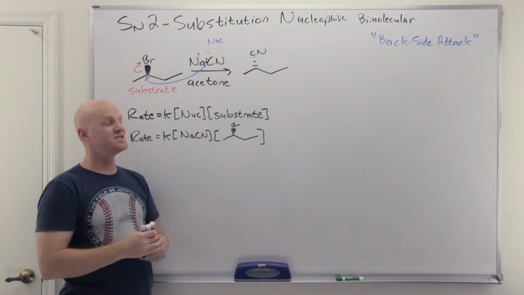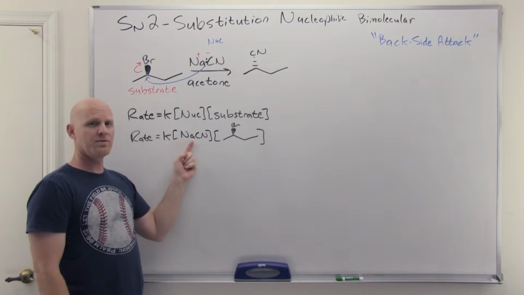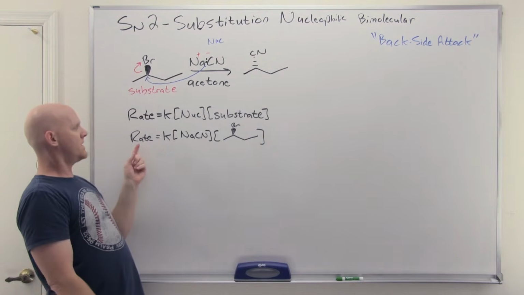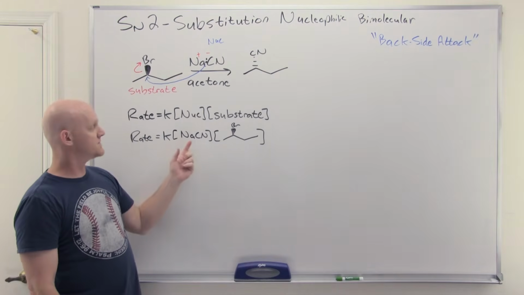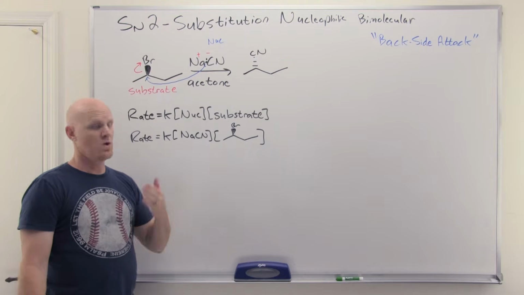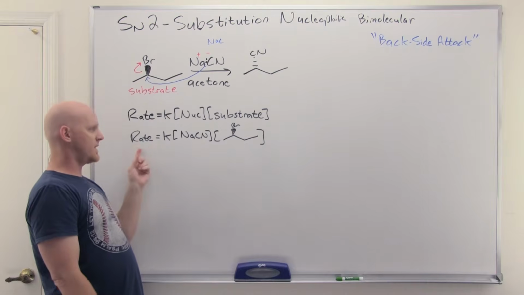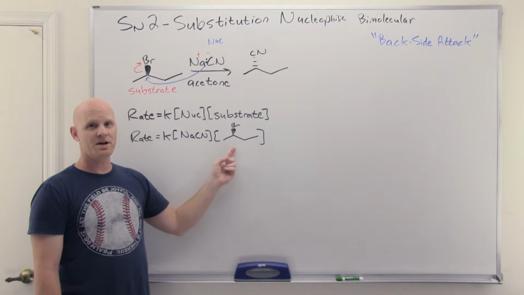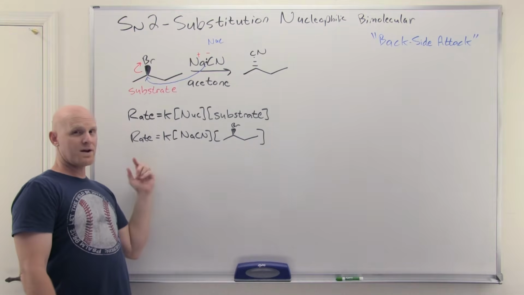And so some typical questions you might get. The first one is, what would happen to the rate of this reaction if you doubled the concentration of sodium cyanide? Well, here I can see that the rate is directly proportional to the concentration of sodium cyanide. So if you double the concentration of sodium cyanide, you double the rate. Second question, what would happen if I double the concentration of 2-bromobutane? Once again, the rate's directly proportional to the concentration of your substrate. So if you double the concentration of 2-bromobutane, you'll double the rate.